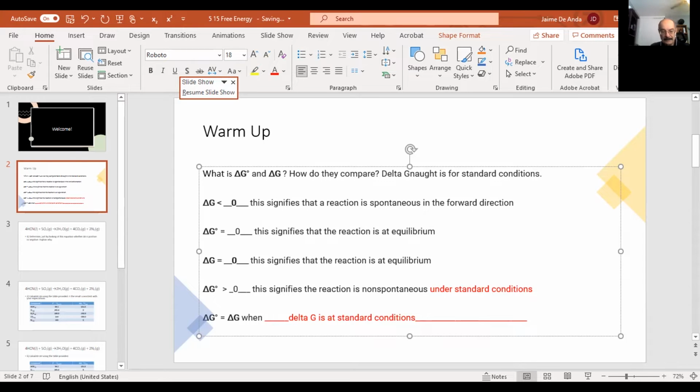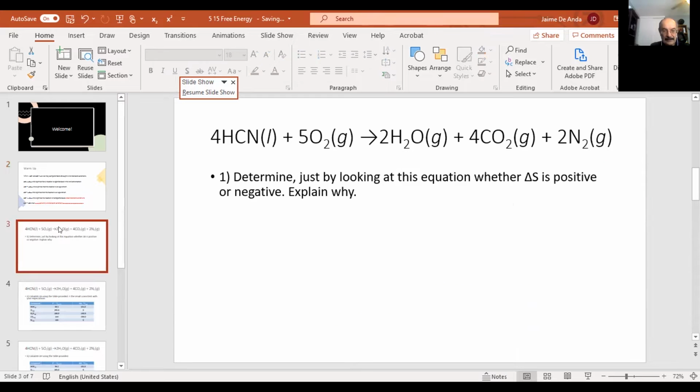So what I had for you was a little exercise. I was going to have you do this. The idea here is a chemical reaction, and again, we always consider it in the direction that is written. You can see it there: we have HCN reacting with oxygen to produce water, carbon dioxide, and nitrogen.